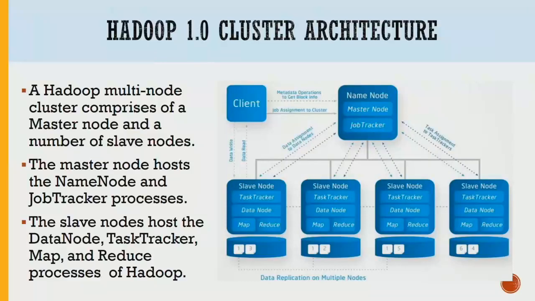If you look at this picture, the task tracker is subordinate to the job tracker running on the master node, and the data node is subordinate to the name node running on the master node, and the map and reduce are subordinate to the task tracker. The task tracker manages the execution of the map and reduce functions, and then monitors and reports the status of their execution to the master node, that is, to the job tracker. So in case some map or reduce fails, it can restart the process.